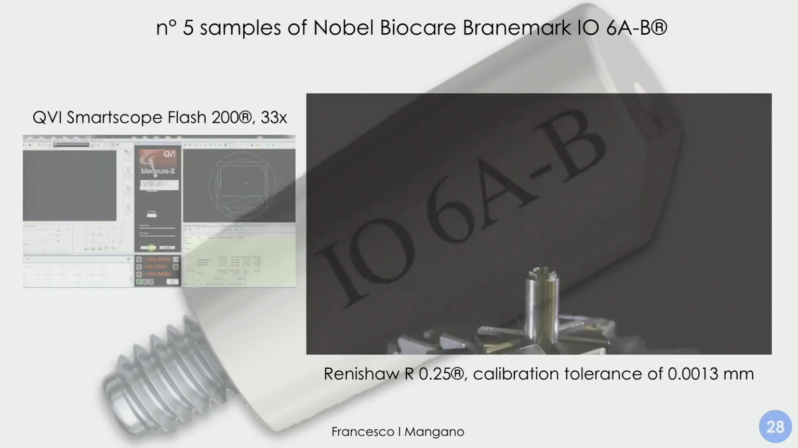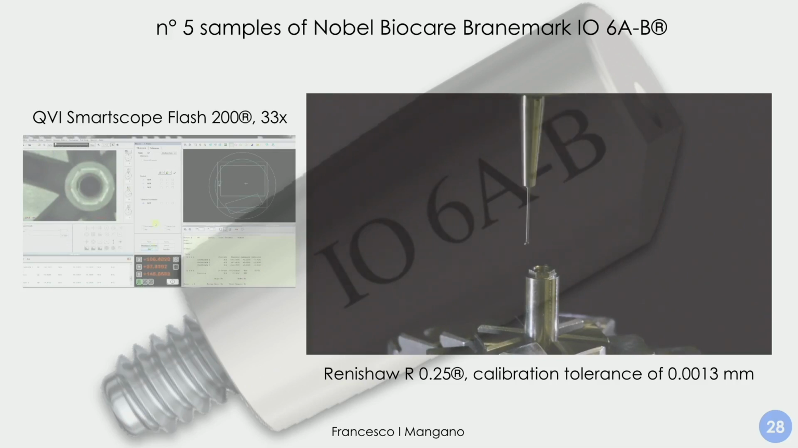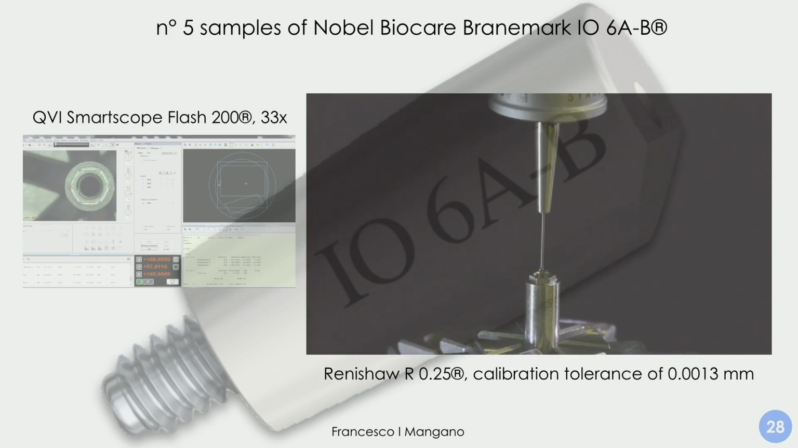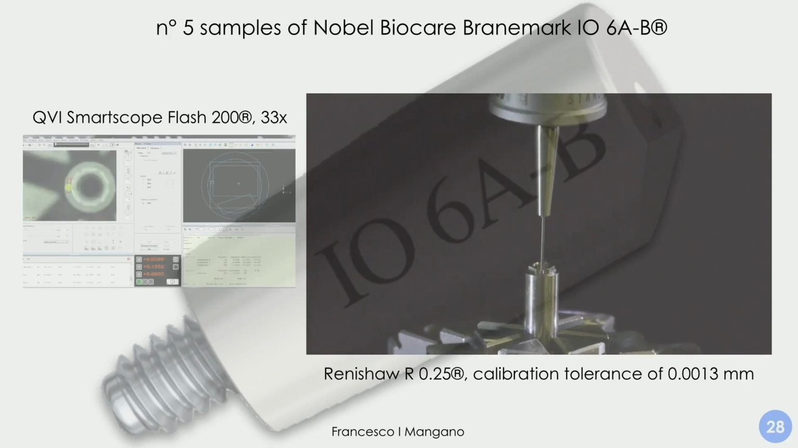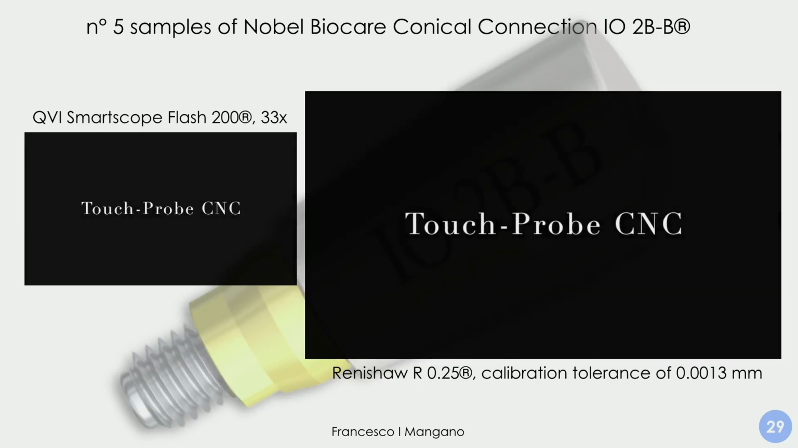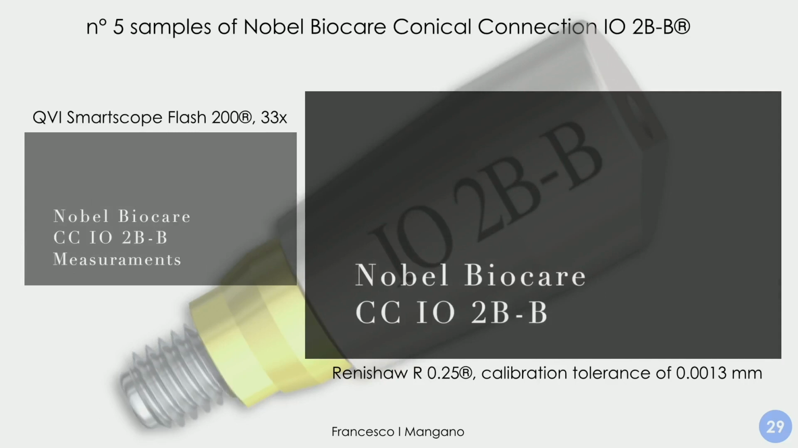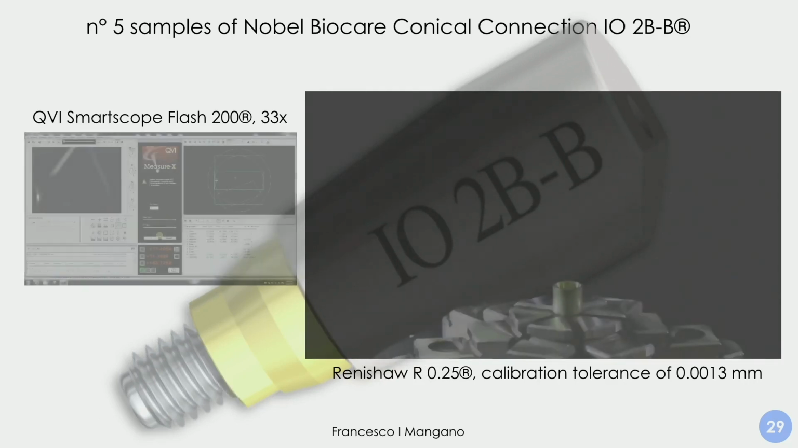QI smart scope flash 200, 33 pair, and then for the probing machine, a Renishaw R0.25 with a calibration tolerance of 0.0013 mm. This is the Nobel Biocare hexagonal connection, as you can see. This is the conical connection. So we collected some video of all the aspects of this evaluation.